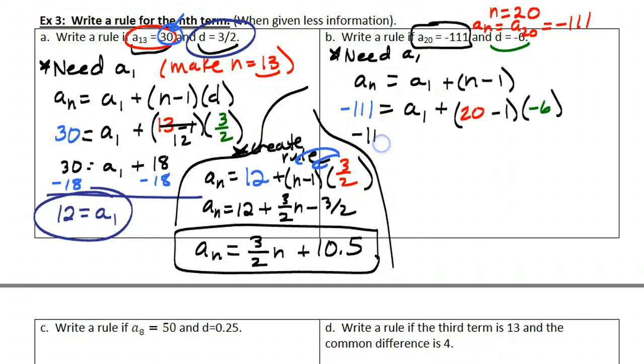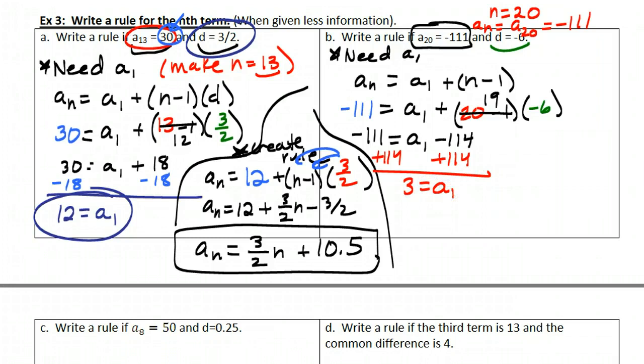So I got negative 111 equals A1 plus 19 times negative 6. 20 minus 1 is 19. 19 times negative 6 is negative 114. So add 114 to both sides. And 3 equals term 1.